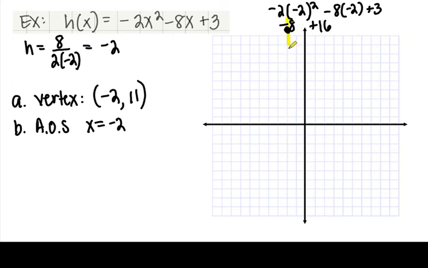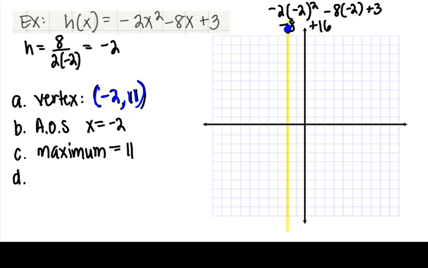Draw that just a little bit better there. It's as good as it's gonna get. And there's my vertex right there, negative 2, 11. Then C says, do you have a maximum or a minimum? Because this opens down, I'm gonna have a maximum, and that maximum is equal to 11.